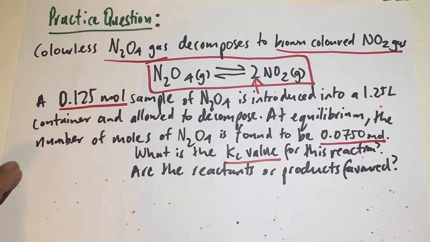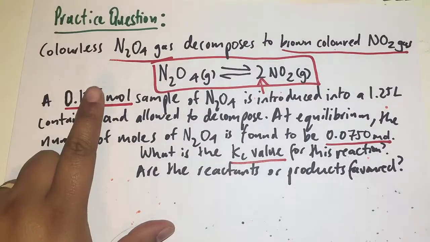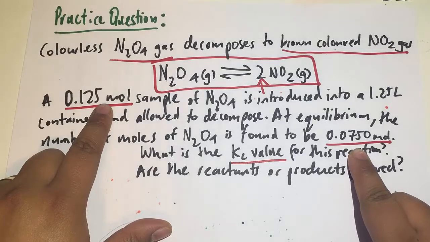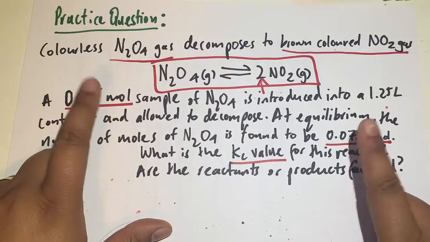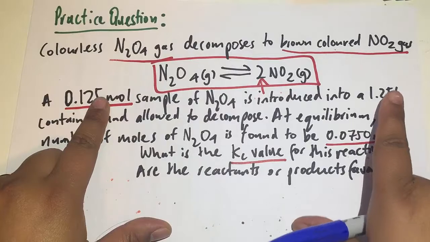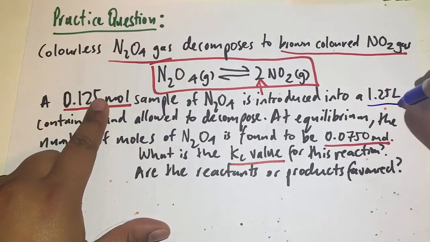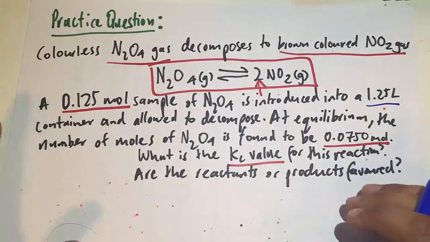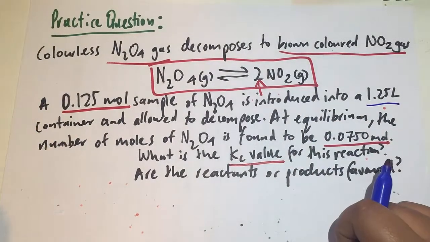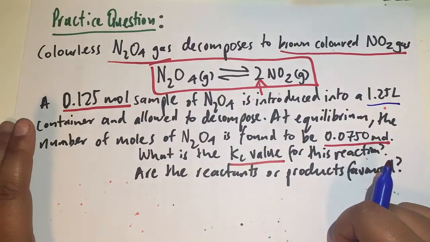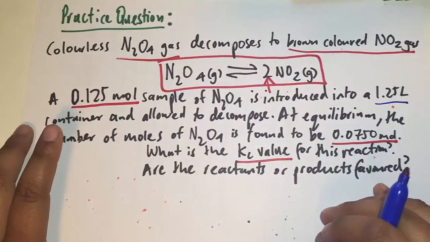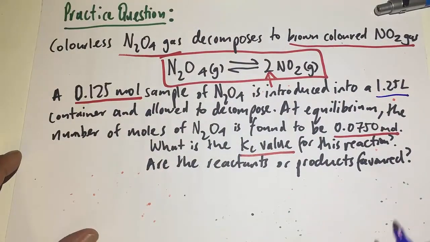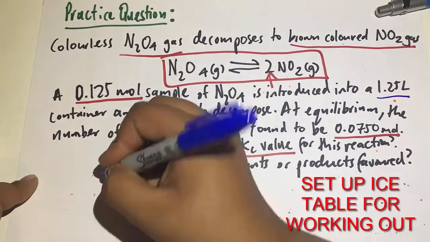Okay, so this question is a little bit different to the other one because in this situation we're working with moles instead of concentrations. So first we're going to convert these number of moles into concentration because we know that the container vessel is 1.25 litres, and we're going to work out the Kc value that way. However, I will show another method that also works without converting it to concentration first, but let's just do it the normal way first. So we're going to use our ICE method for this.